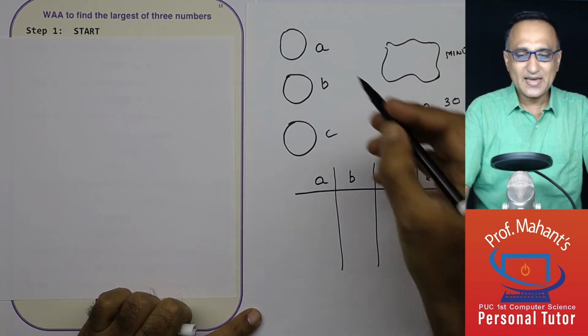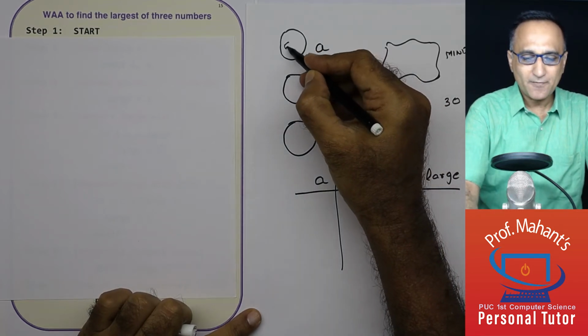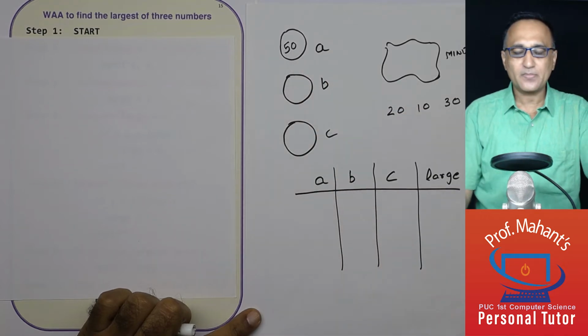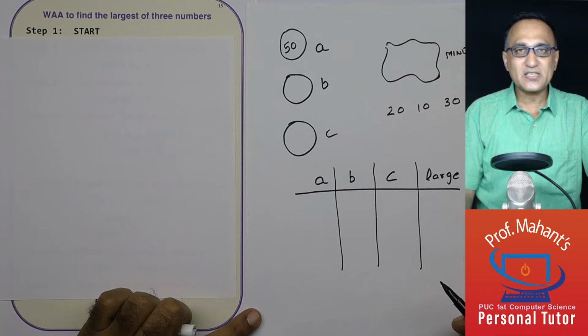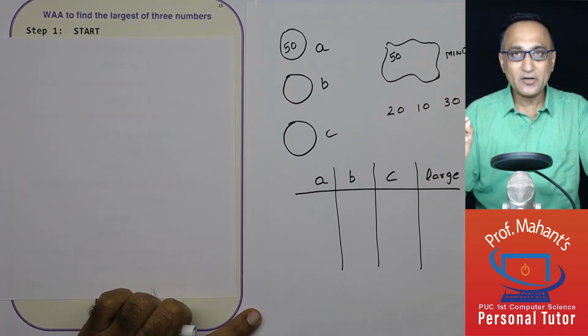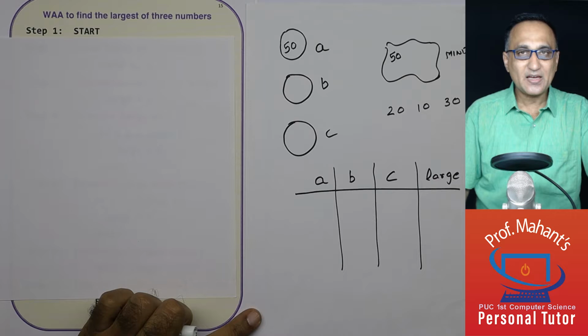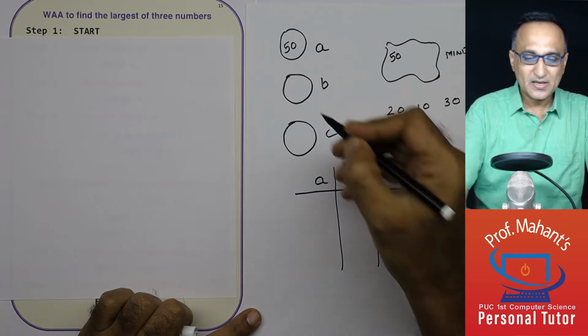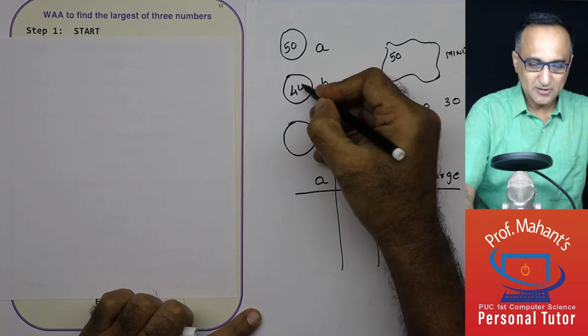Now, let us say I have entered the value 50 in A, which according to your mind is the biggest number right now. It is 50 because that is the only number your mind has seen. Now what do you do? Now let us say I give you the second number. Let us say the second number is 40.